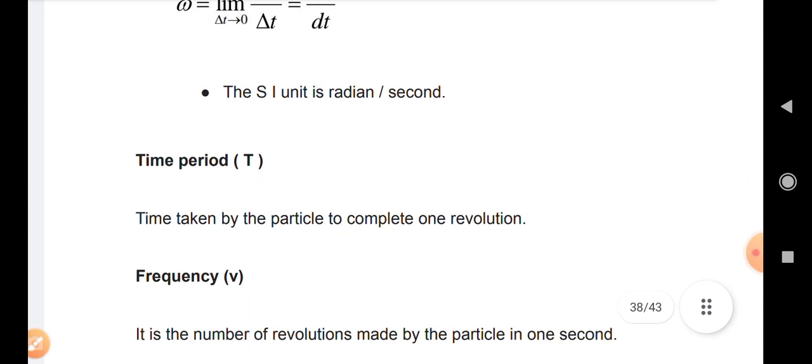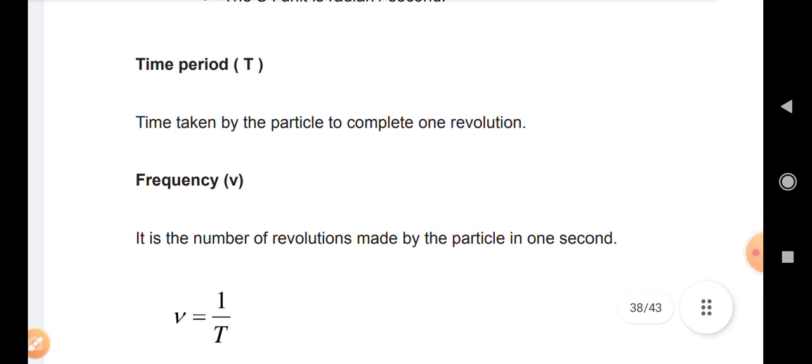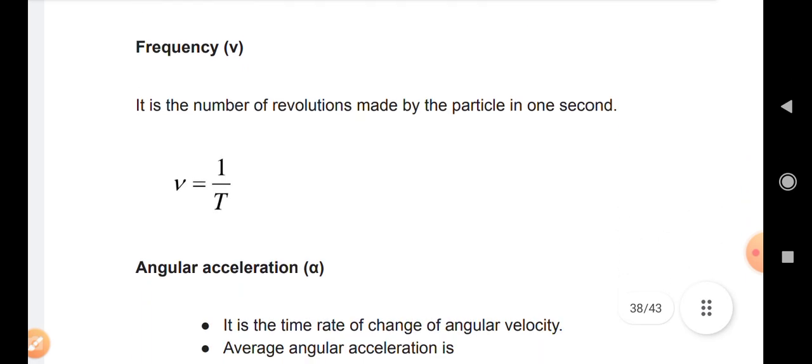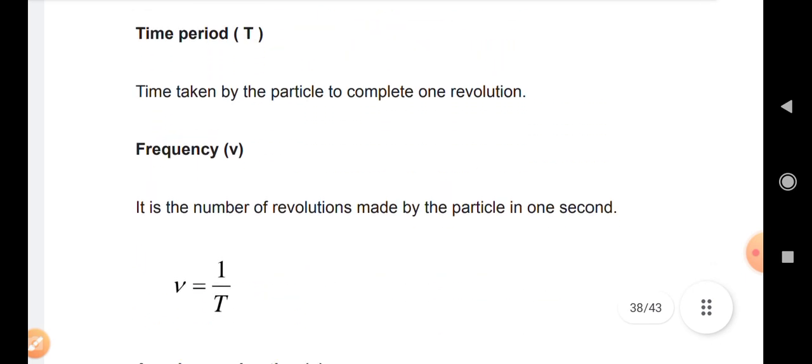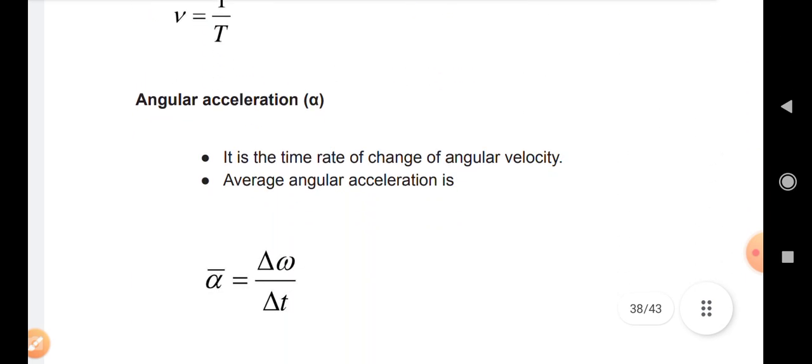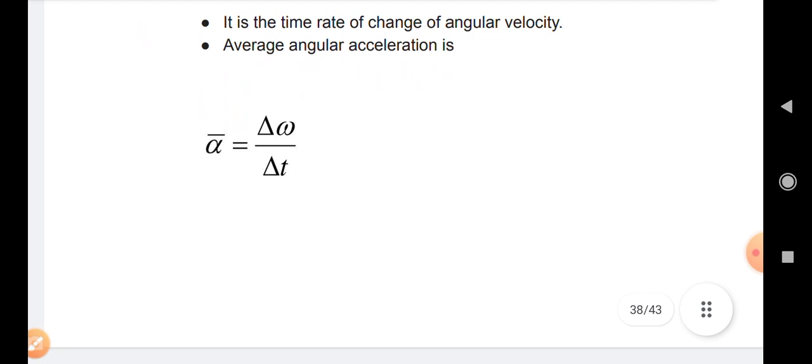Time period: time taken by the particle to complete one revolution. Frequency is the number of revolutions made by the particle in a second. v is equal to 1 by T. Angular acceleration alpha is the time rate of change of angular velocity. Average angular acceleration is this.